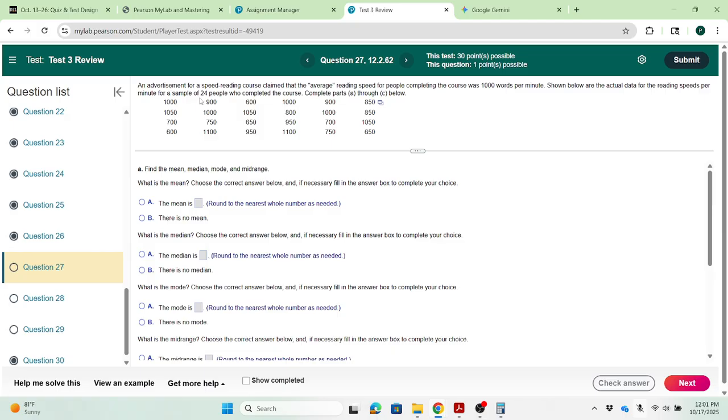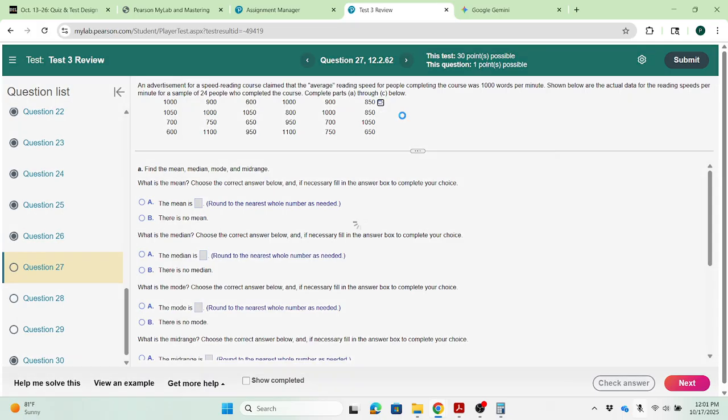An advertisement for a speed reading course claimed that the average reading speed for people completing the course was 1000 words per minute. Shown below are the actual data for the reading speeds per minute for a sample of 24 people. Now we have to find the mean, median, mode, and mid-range.